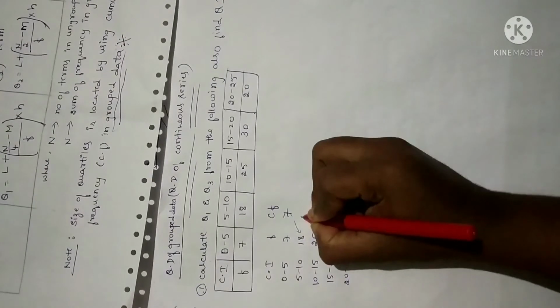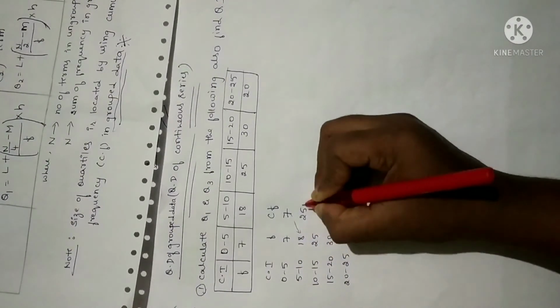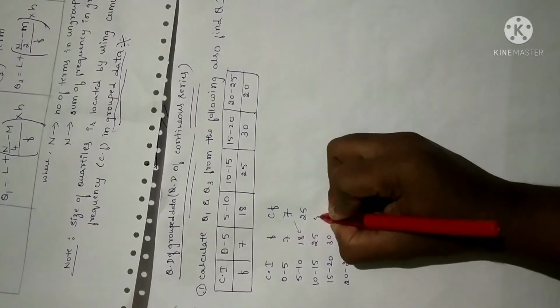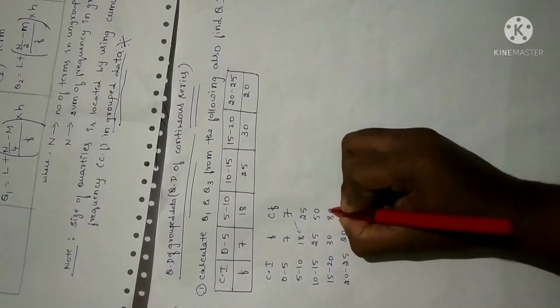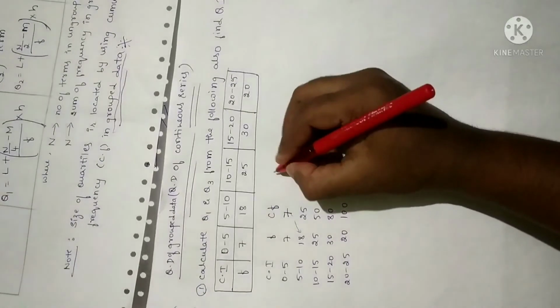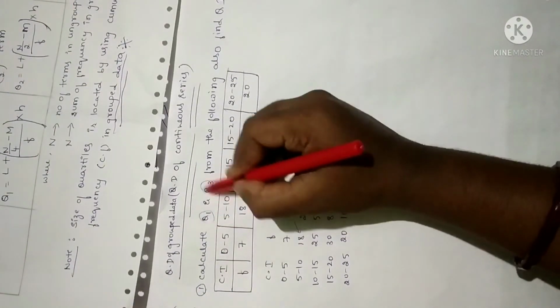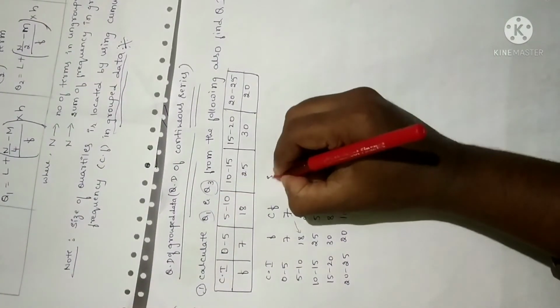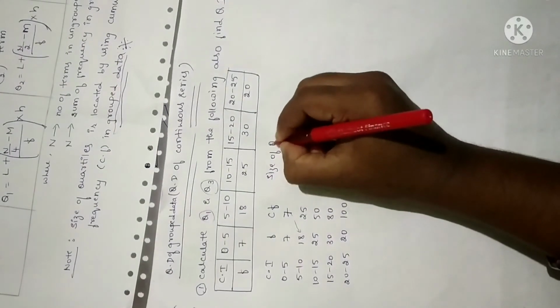So first let me find cumulative frequency. 7 as it is. 7 plus 18 is 25. Again 25 plus 25 is 50. 50 plus 30 is 80. 80 plus 20 is 100. Fine. Now let me find the quartile deviation, for which we have to find Q1 and Q3. First you have to find Q1, right? So let me find the size of Q1.